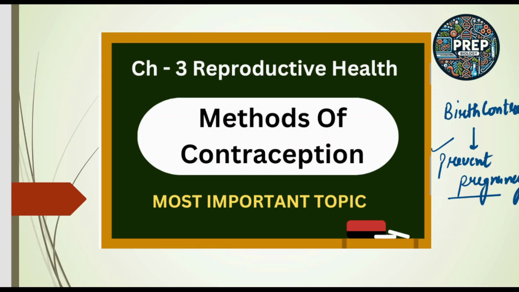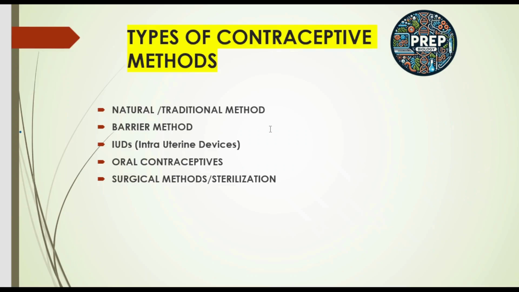There are different types of contraceptive methods. First is the natural or traditional method. Second is the barrier method. Third is the IUDs, which is very important. IUDs are intrauterine devices; there are different devices used for contraception. Then there are the oral contraceptives and different methods that come under the surgical methods. These are all the types of contraceptive methods, and in this class we are going to discuss them one by one.